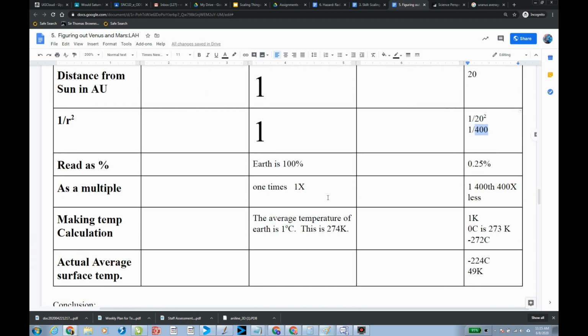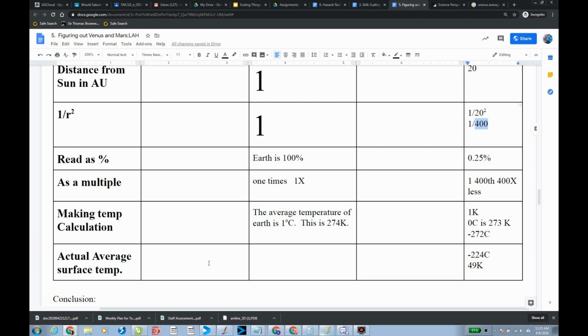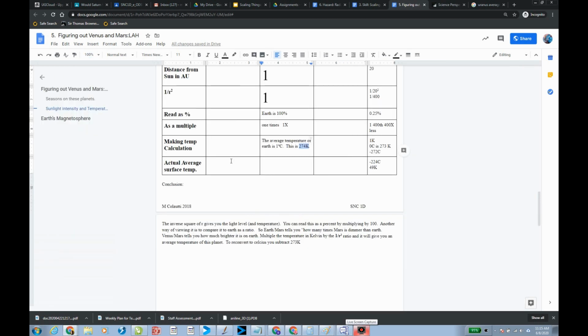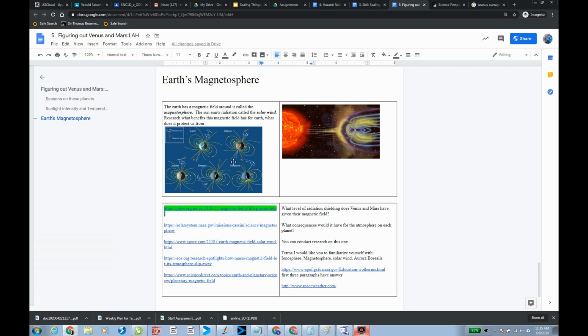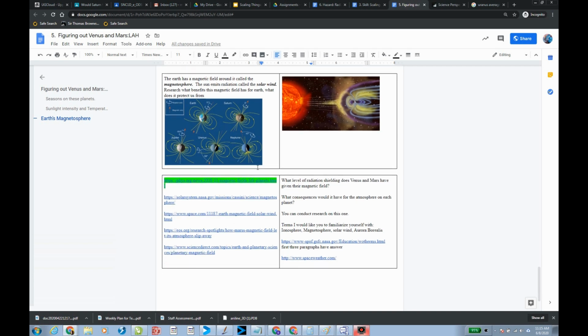Okay? And then you can predict your average surface temperature, and then you can look it up and see how close you were. You get your average surface temperature by just dividing this number down by the factor. All right? And then you can read the magnetosphere stuff if you wish. It's optional. It's cool, but it's optional.